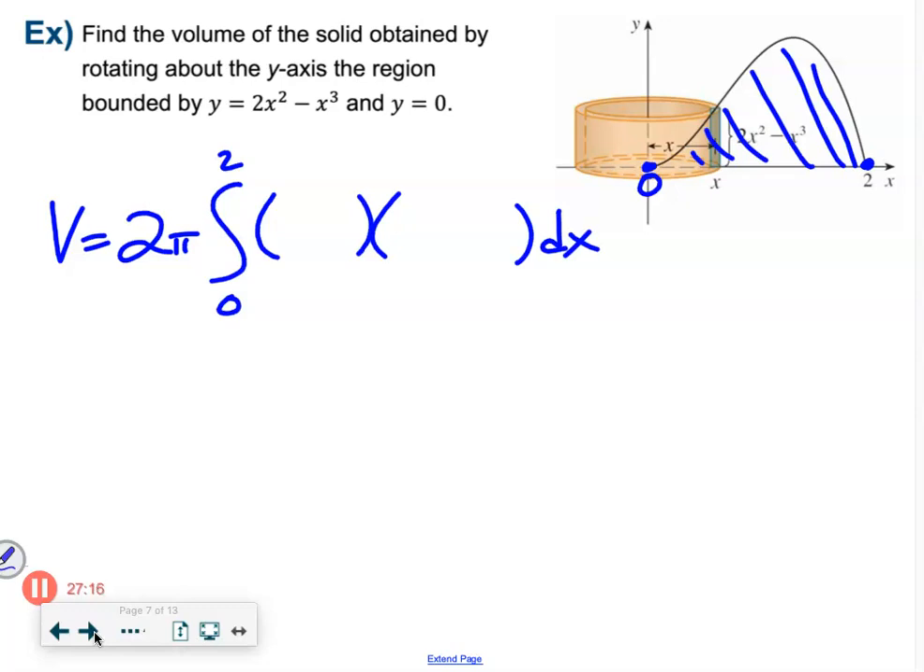What's the radius? X. So it's x minus 0. I'm going to write x minus 0, but you can just write x. That's fine. Just so you know, it's x and the axis, and it's right minus left. All right, height, top minus bottom. 2x squared minus x cubed minus 0, which you don't have to write the minus 0. I'm just putting it in so you know it's top minus bottom.